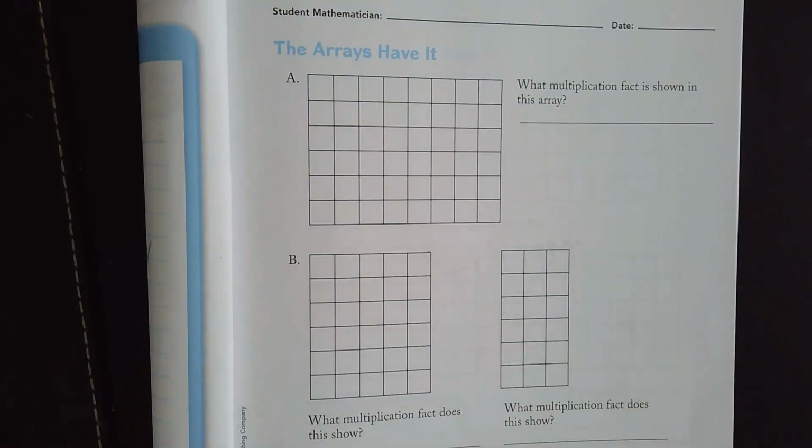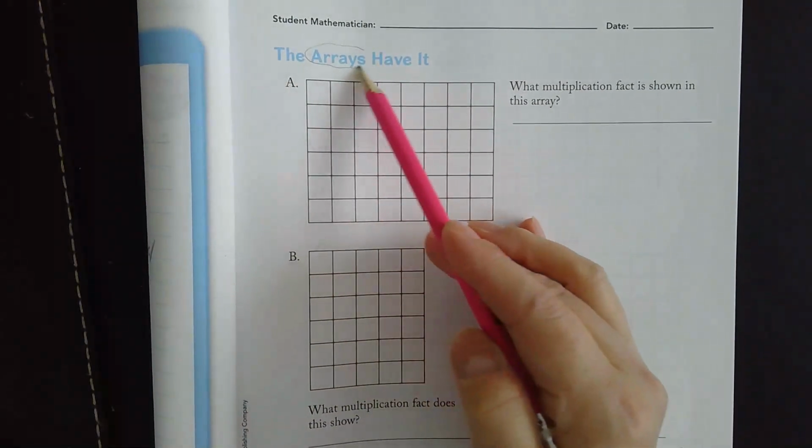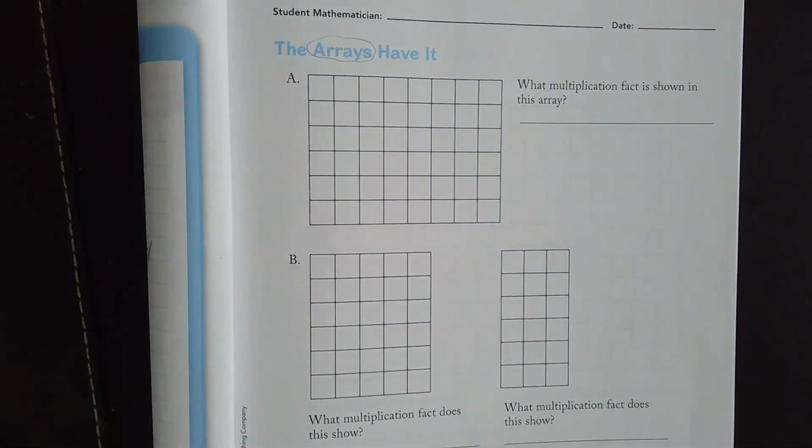All right, we are going to move on to a new activity that's divided into 3 parts. We're going to do part 1 today, part 2 on Monday, and part 3 on Tuesday. This activity is about arrays, okay? And if you remember, arrays are ways of showing a visual for multiplication facts.